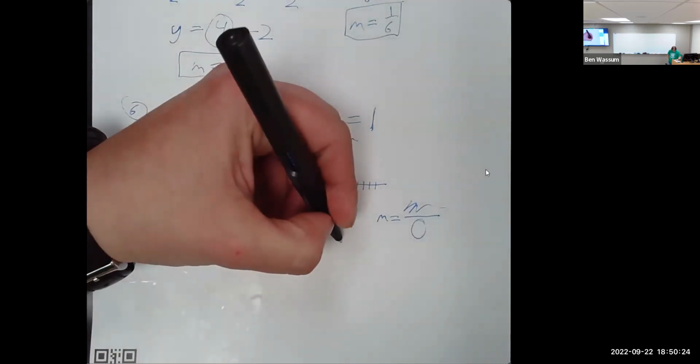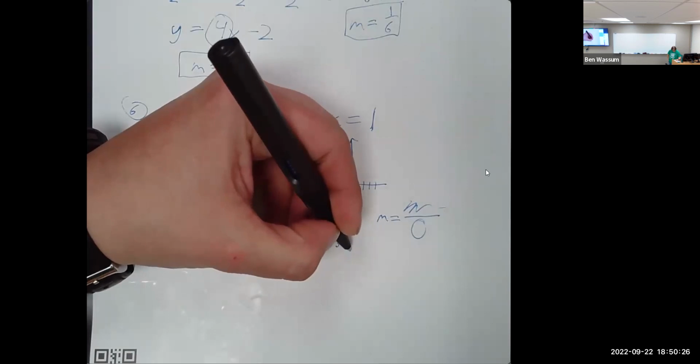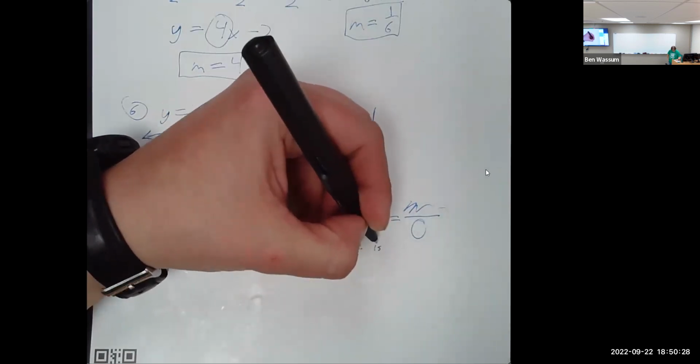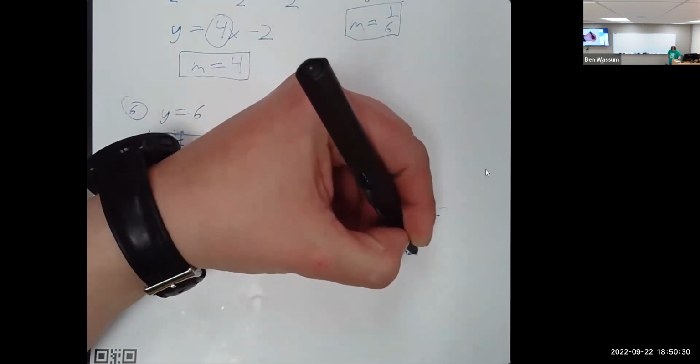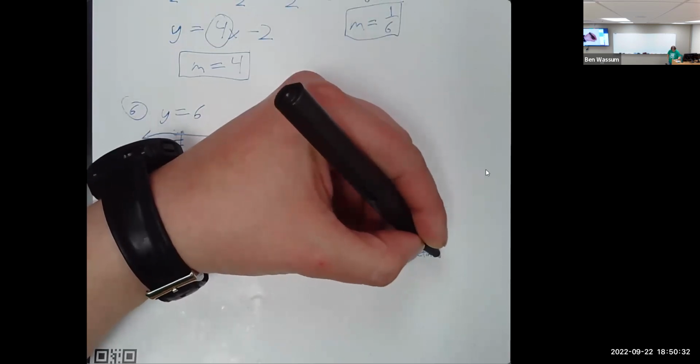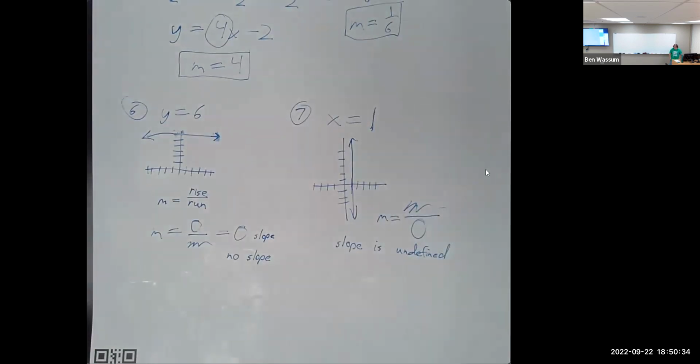So what you end up doing is saying that the slope is undefined, or it does not exist, or just the word undefined. It doesn't exist. There isn't one. Not even the number zero, because that implies I have zero. This one's so much not existing that we can't even say it's nothing.